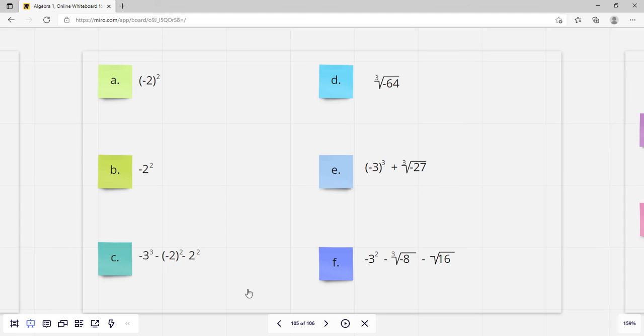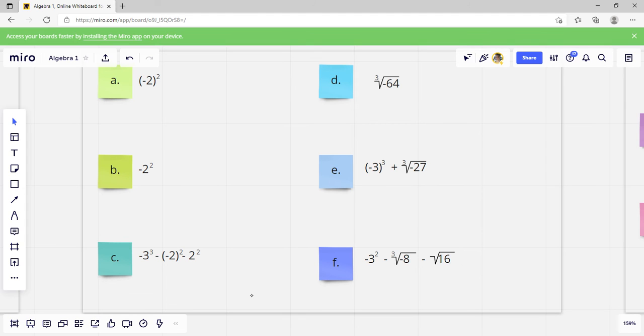Alright, so hopefully you paused that to work these. Most of these are pretty simple. First one is negative 2 squared, and my negative 2 is in parentheses, so that means we're going to have negative 2 times negative 2, which would be positive 4. Alright, B, this one, I don't have the negative included in parentheses, so this is going to be the negative of 2 times 2, right? 2 times 2 is 4. This one's going to be negative 4.